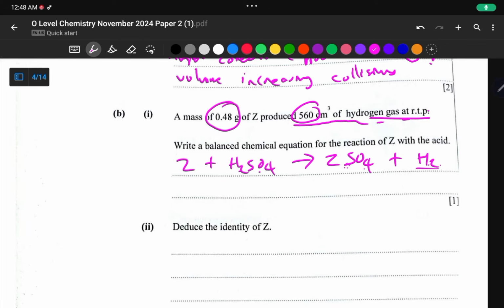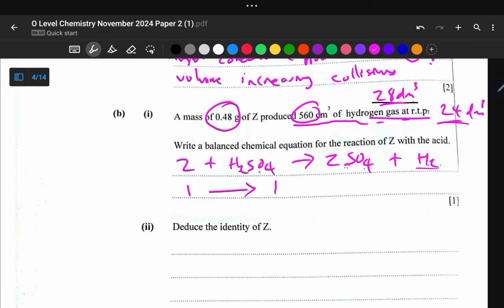So using the given information, we can deduce that 1 mole of this Z metal will give 1 mole of the hydrogen gas in a reaction with sulfuric acid, right? So 1 mole of hydrogen gas at RTP for the Zimsec example is equal to 28 cubic decimeters, and for the Cambridge it is equal to 24 cubic decimeters, right? So you need to stick to your exam board. You need to stick to your exam board. So always remember that.